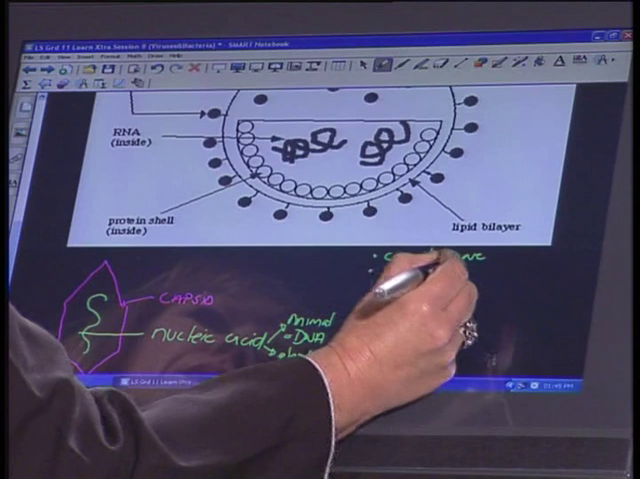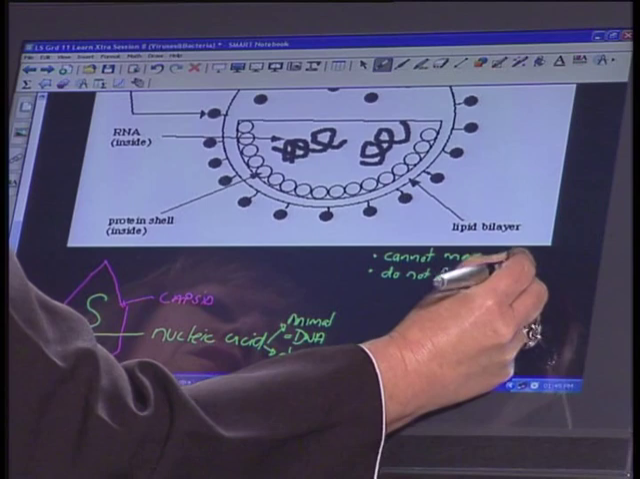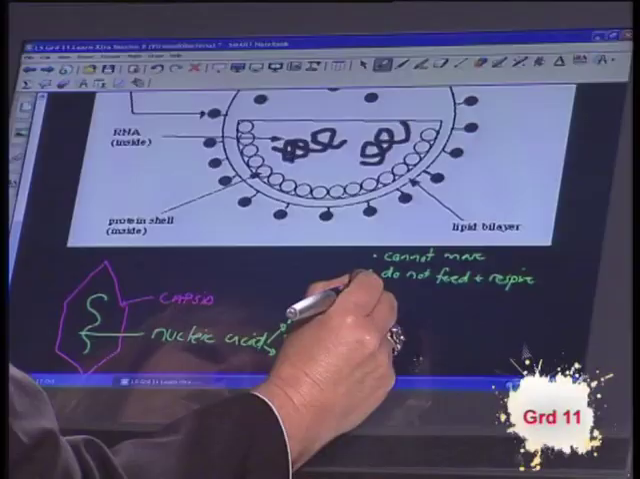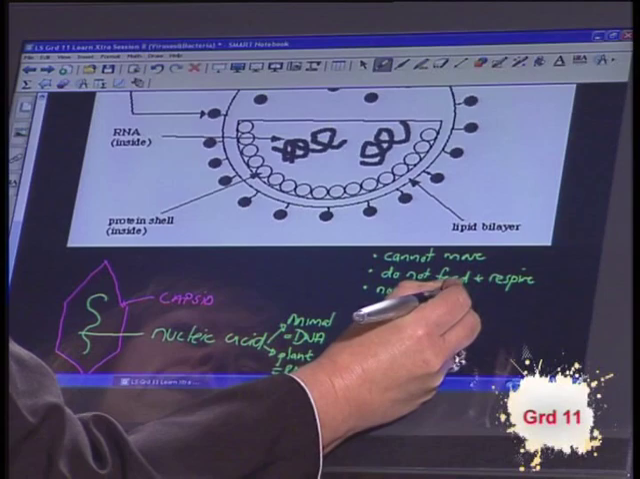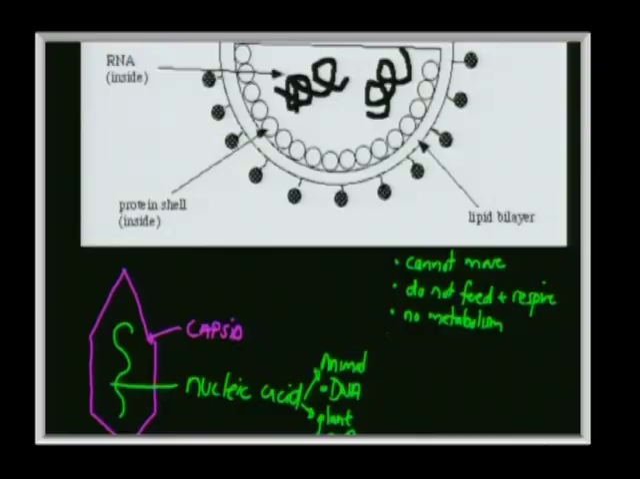Our next point, viruses do not feed. Besides not feeding, they also do not undergo respiration, and because of that, they have no way of producing energy for themselves. Viruses also show no metabolism whatsoever. They also do not grow. In other words, there are many, many things that viruses do not do.